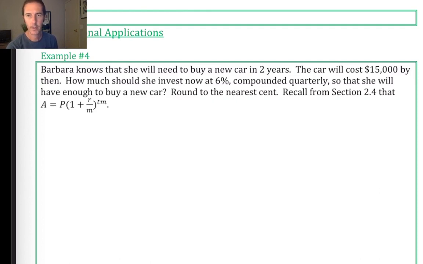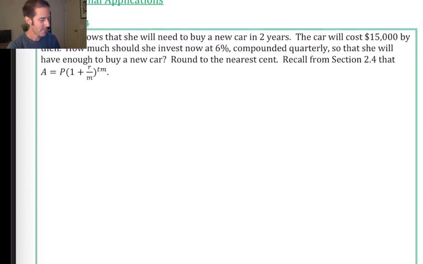And then we're given the compound interest formula, which is very nice. Unfortunately, in 2 years, even compounding quarterly, I've never worked this problem out before, but I'd be willing to guess it's going to be pretty close to $15,000. Let's see.